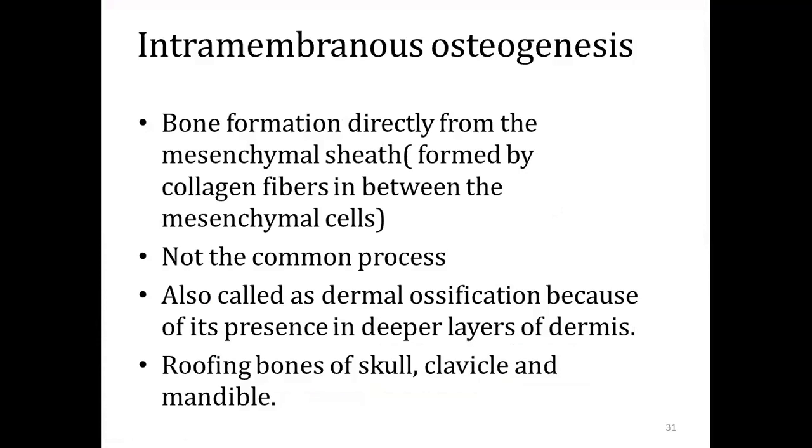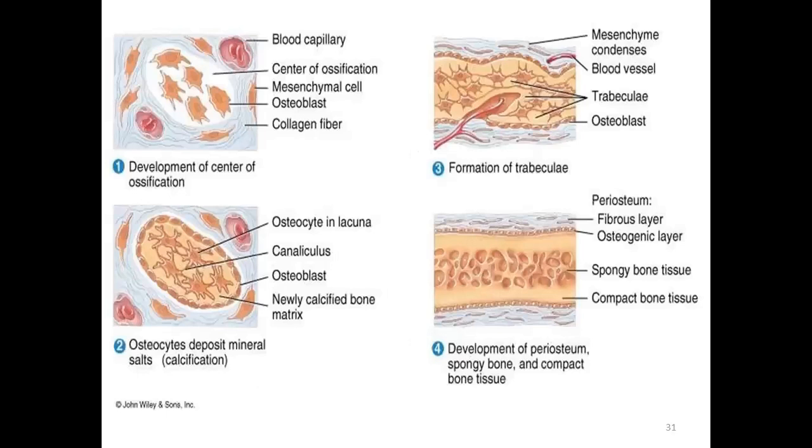Intramembranous osteogenesis or intramembranous ossification is bone formation directly from the mesenchymal sheath formed by collagen fibers in between the mesenchymal cells. It is not the common process. Also called dermal ossification because it is present in deeper layers of the dermis. Roofing bones of the skull, clavicle, and mandible are examples of intramembranous ossification.